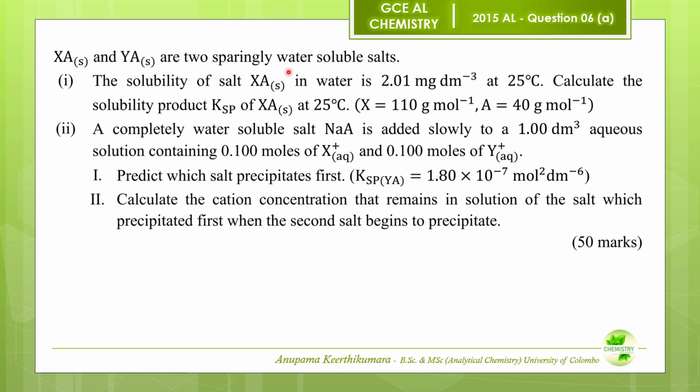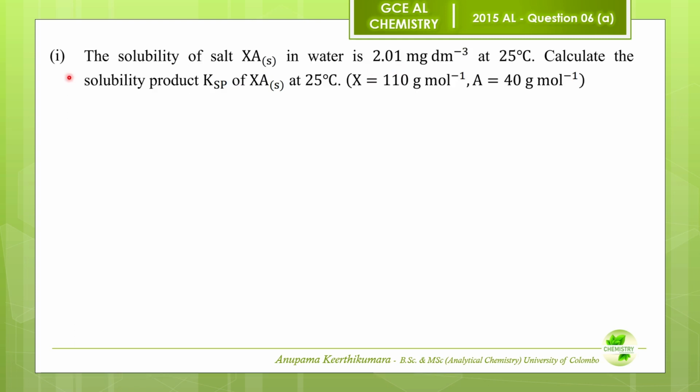Sparingly water-soluble salts. Question number 1. The solubility of salt XA solid in water is 2.01 milligrams per cubic decimeter at 25 degrees Celsius. Calculate the solubility product Ksp of XA solid at 25 degrees Celsius.